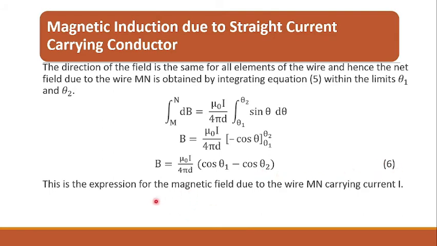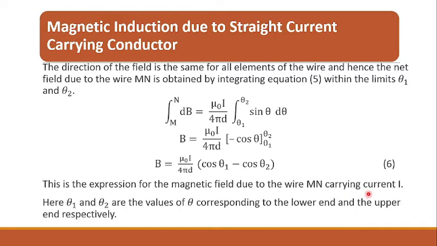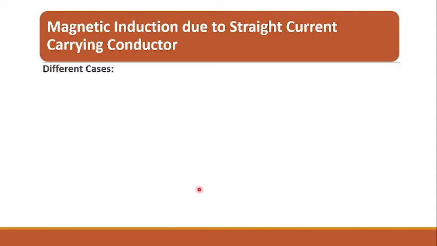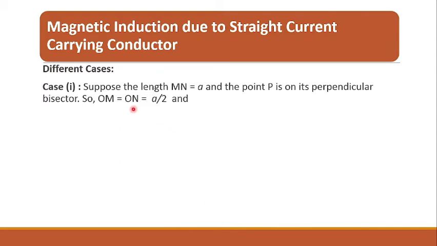This is the expression for the magnetic field due to the wire MN carrying current I. Here theta 1 and theta 2 are the values of theta corresponding to the lower end and the upper end respectively. So we will consider different cases. Case 1: suppose the length MN is equal to A and the point P is on its perpendicular bisector.